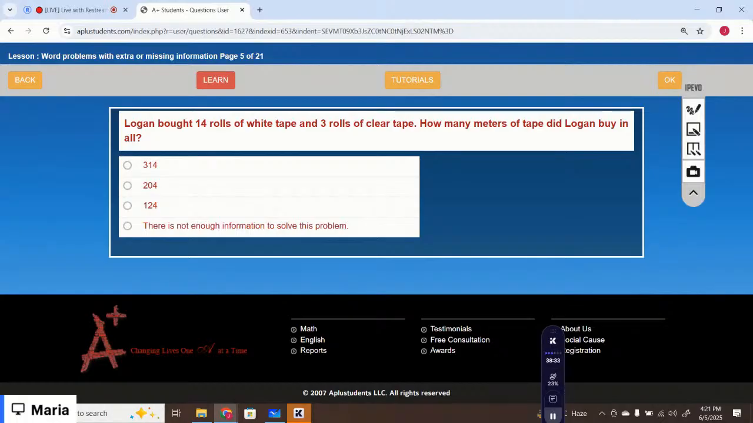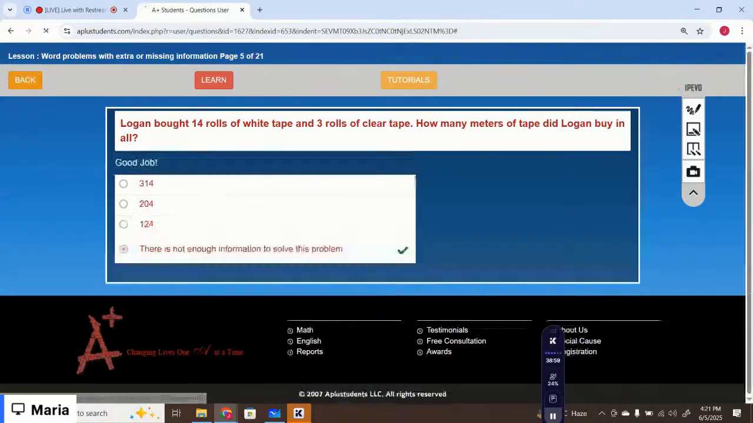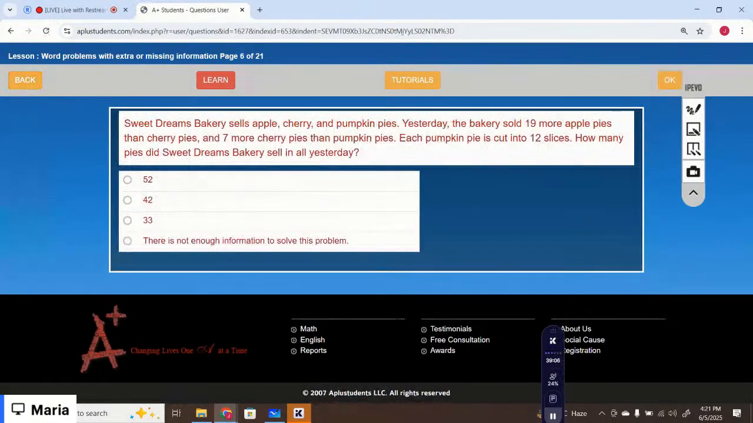Logan bought 14 rolls of white tape and 3 rolls of clear tape. How many meters of tape did Logan buy in all? You are not given how many meters of tape are on one roll, right? So there is not enough information to solve this problem. Hopefully you can complete the lesson by yourself later today. Let me just move on to the next lesson.